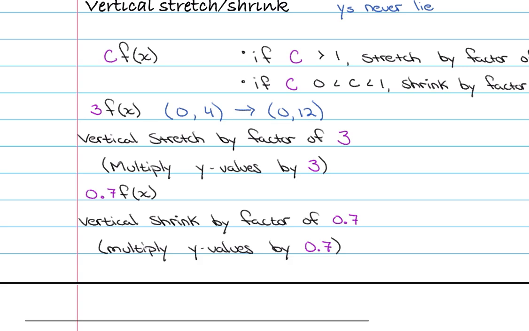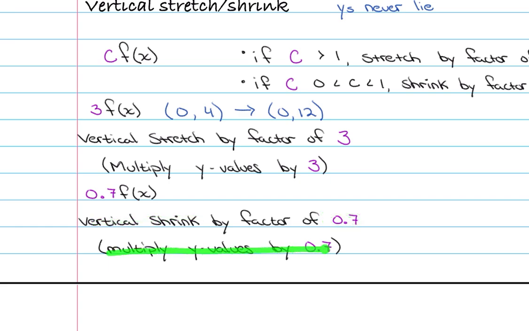If we have the example of 0.7 times our function, that is a decimal that is less than 1. So we are going to be shrinking this down. Okay, it's going to be less than. So it is a shrink by a factor of 0.7. Okay, we're squishing it down. That means we're going to multiply our y values by the 0.7.